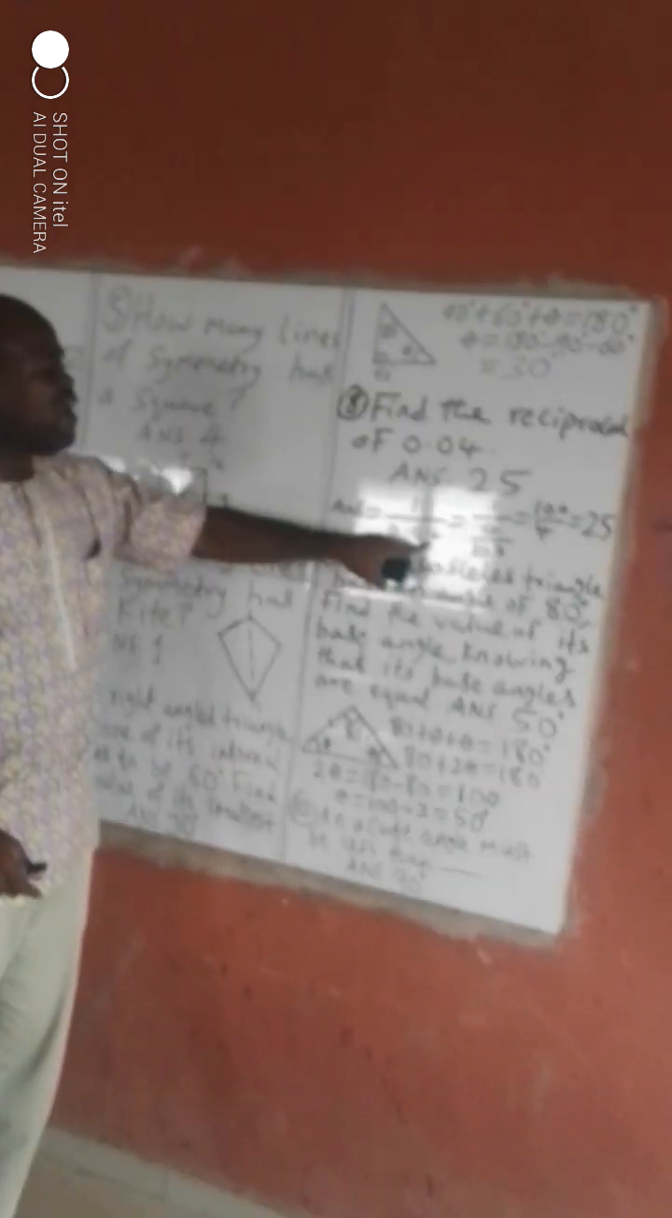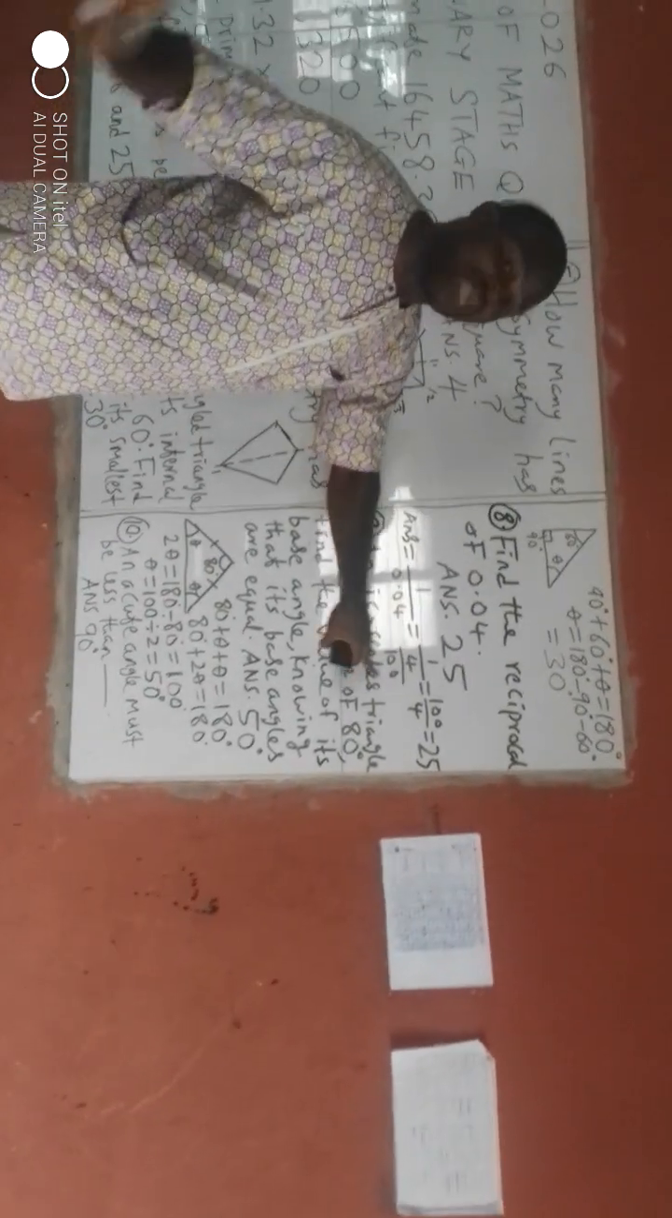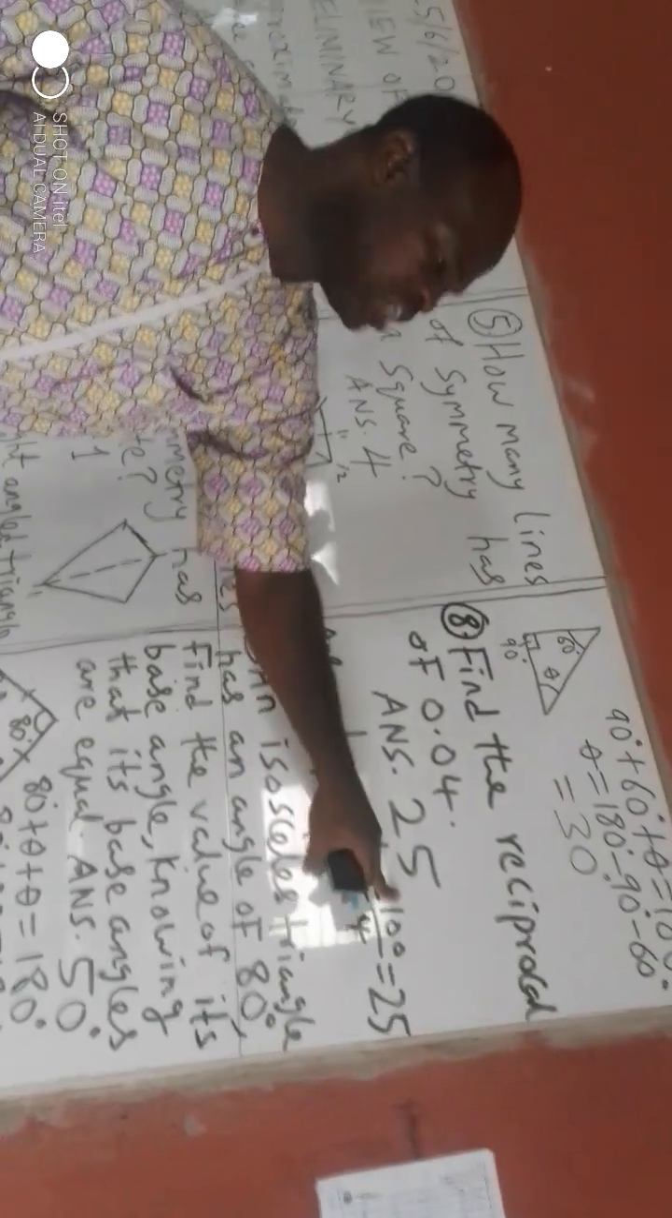Now go to number 8. Find the reciprocal of 0.04. The reciprocal is 1 over 0.04. And 0.04 is 4 over 100. Now, this one comes like this: 100 over 4, which is 25.